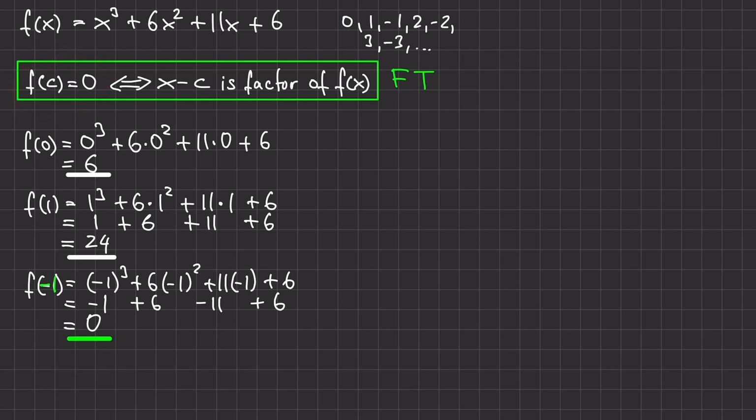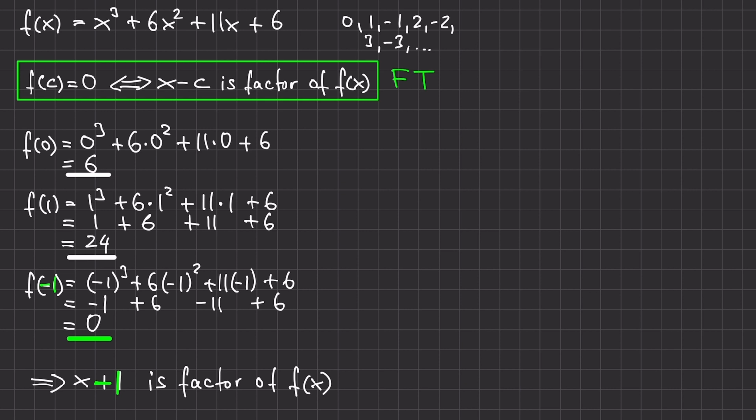So now, because of the factor theorem, we know if and only if f of -1 equals 0, x plus 1 is a factor of f of x. How cool is that? The hard work is done. Now it's easy to reduce the cubic function into a quadratic function to find the other factors. Finding the factors from a quadratic function shouldn't be a problem.